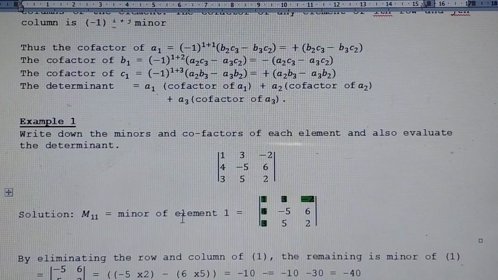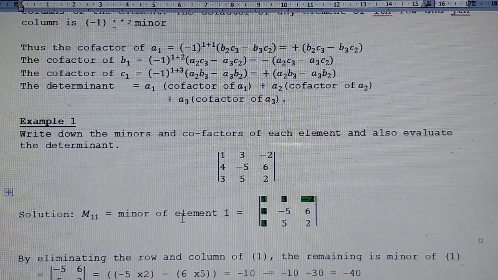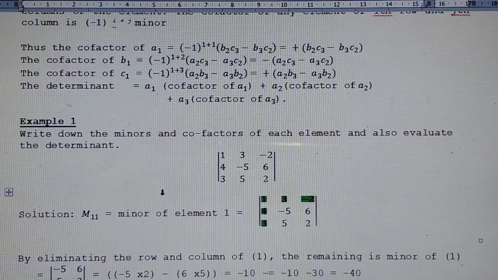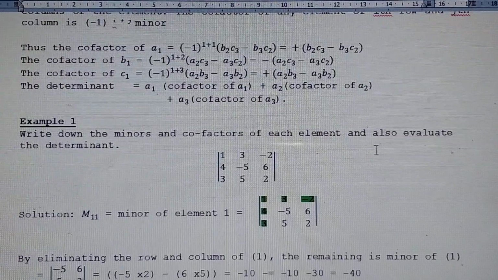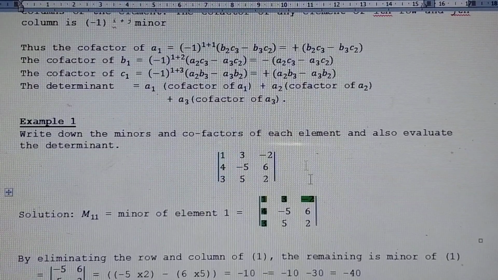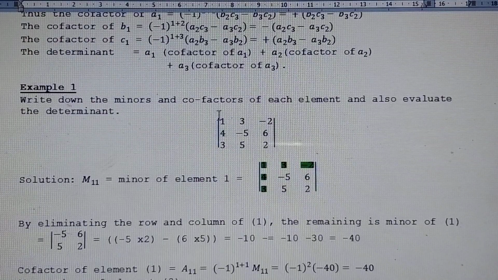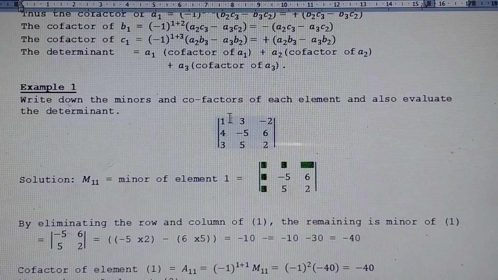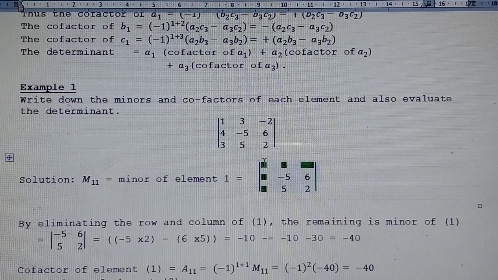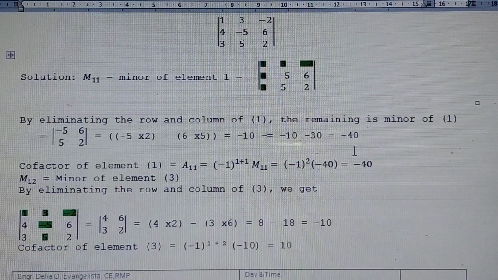So let us illustrate what have been discussed dito sa example number 1. Write down the minors and cofactors of each element and also evaluate the determinant. So ito yung data niya. So umpisa tayo dito sa left corner sa 1. So kung ito yung 1, cross out ito, cross out ito. So yung walang color, yun yung minor ng element 1.